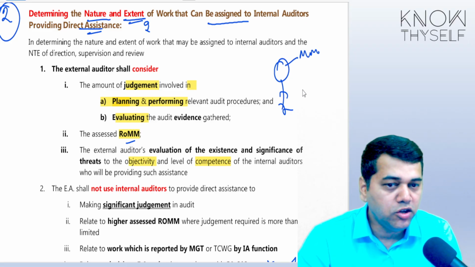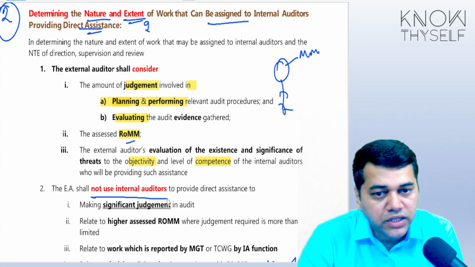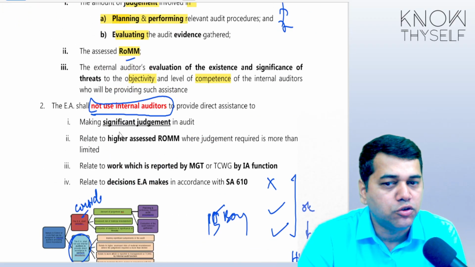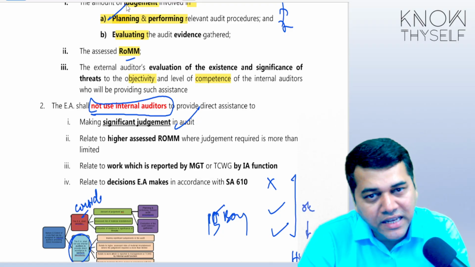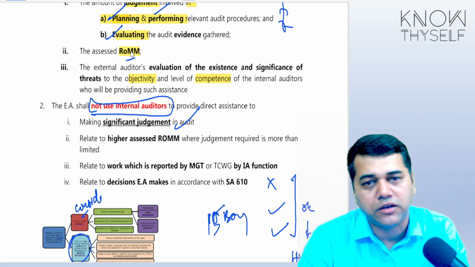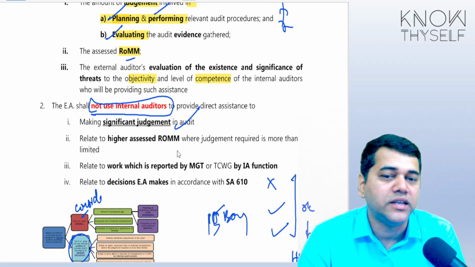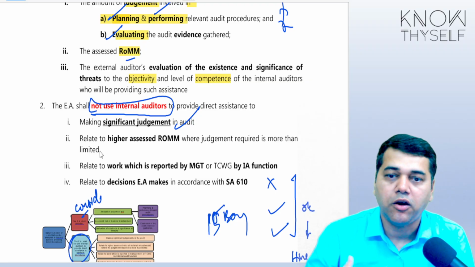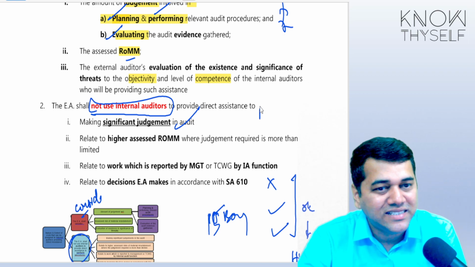Then the standard also told you which type of work you should not use the internal audit for. One, if any of the work includes significant judgment. What is significant judgment in audit? In planning or performing or evaluation, anywhere you come across anything significant. What is significant? Important. What is important? The auditor's professional judgment. So what is judgment? Judgment means decision.